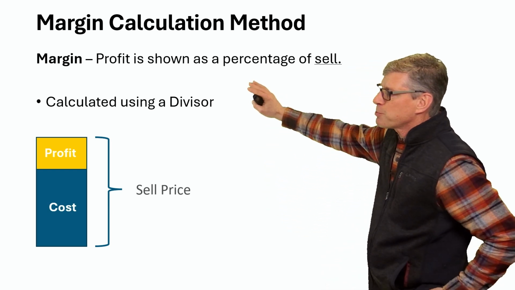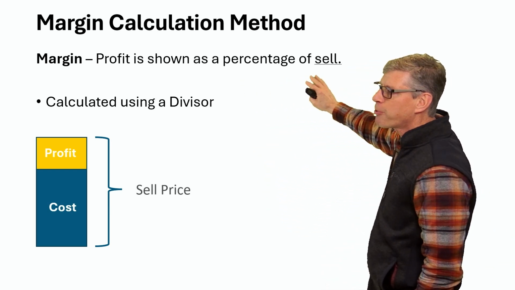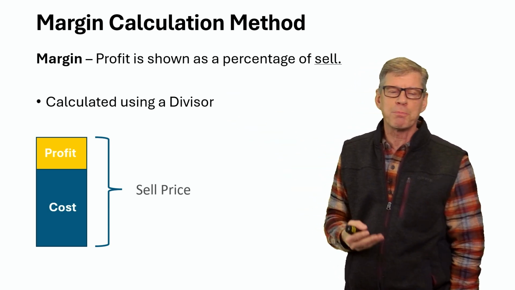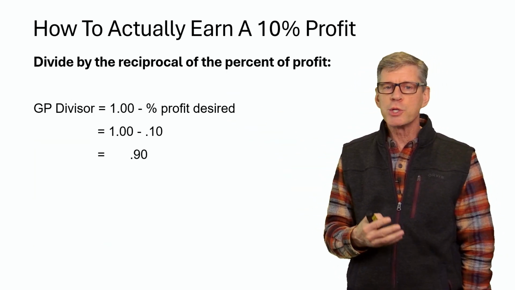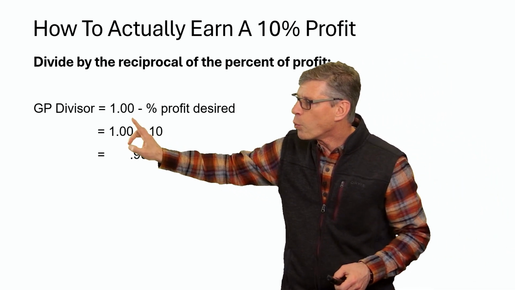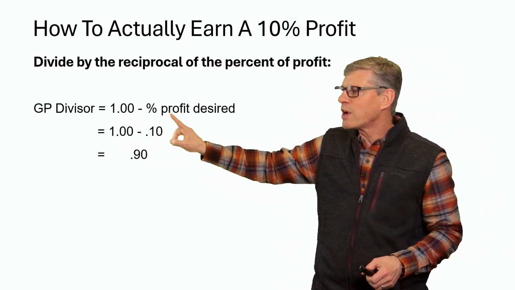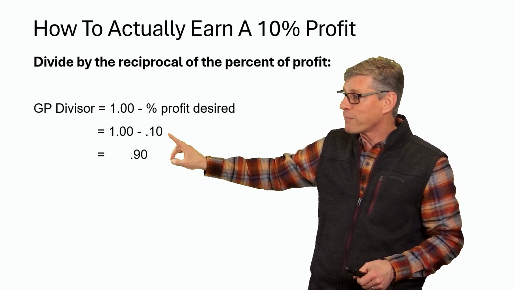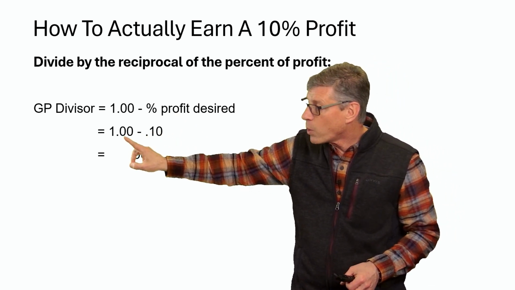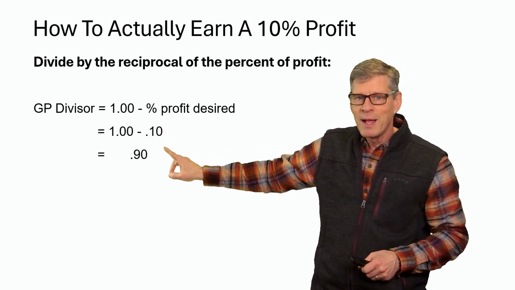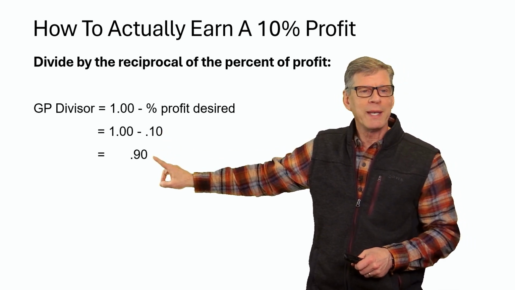Margin, again, is expressed as a percentage of the sell price, and it's calculated using a divisor, not a multiplier. So what we're going to do at this point to figure out our divisor is we simply take 1 minus our desired net profit percentage. So if our desired net profit is 10%, we're going to take 1 minus that 10%, or 0.1 in decimal form. My divisor will then be 0.9.